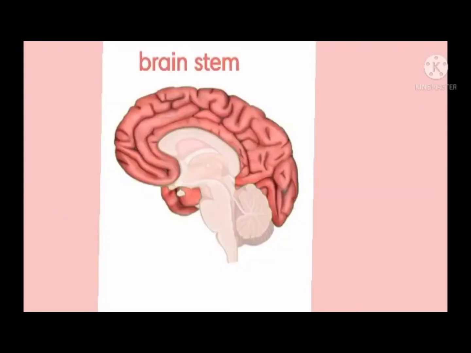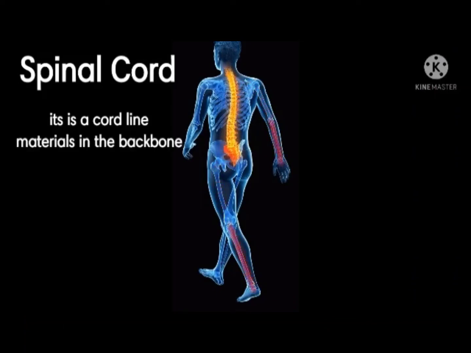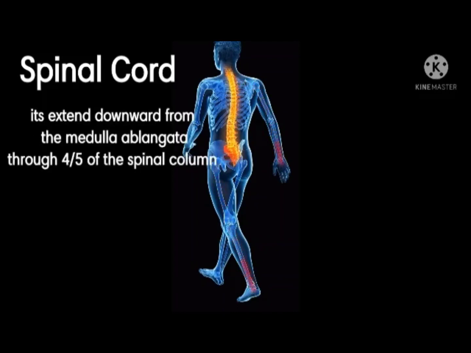Brainstem. The brainstem is the elevated area at the base of the brain. It contains vital centers for autonomic function. The spinal cord. It is cord-like material in the backbone. It extends downward from the medulla oblongata through 4/5 of the spinal column.